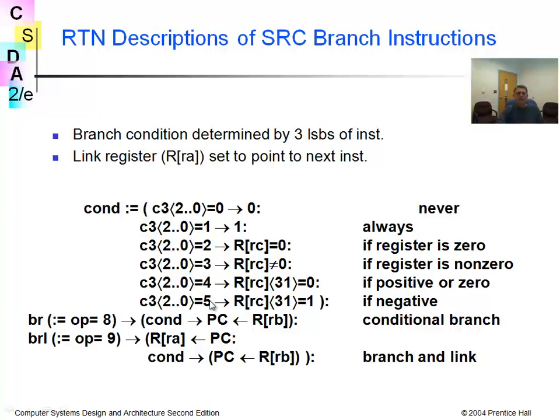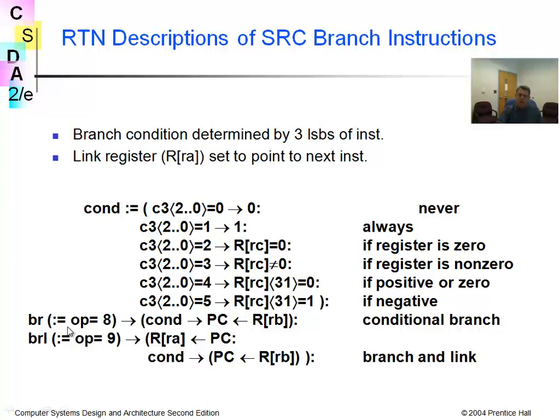And if that's equal to 5, then you look at the content of R of RC, only bit 31. If it is 1, that means it is negative, so jump. You remember the most significant bit: if it is 0, it is positive, and if it is 1, it's negative, right? And that's what it is here. And if it is 4 and 5, then we look at the most significant bit of R of RC. If it is 0, you branch. And if it is equal to 1, which means it is negative, you branch.